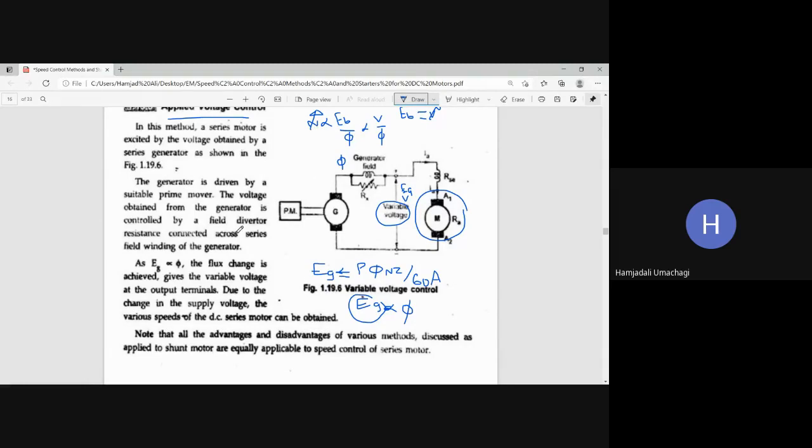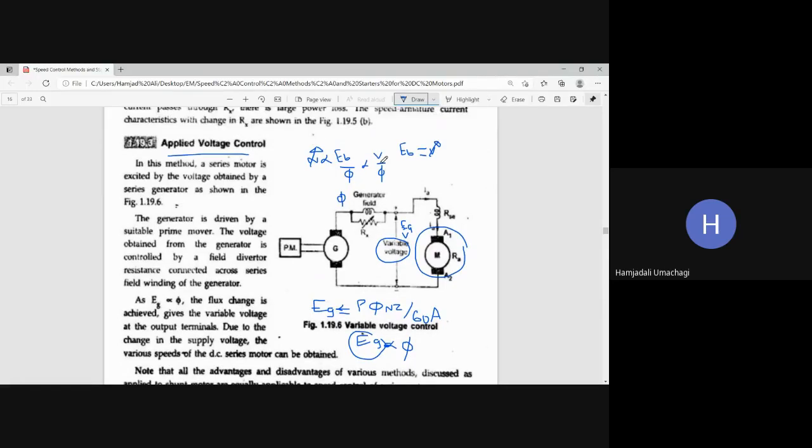Okay. And the voltage obtained from the generator is controlled by a field diverter resistance connected across the series field winding of the generator. That is what we have seen now. Then, as EG is directly proportional to phi, the change in the flux is achieved. This gives the variable voltage at the output terminals. If flux changes, then automatically EG changes. Then if EG changes, the input V to the motor will change. Due to the change in the supply voltage, the various speeds of the DC motor can be achieved. So for different values of the voltage, we are going to get different speeds for the DC series motor.